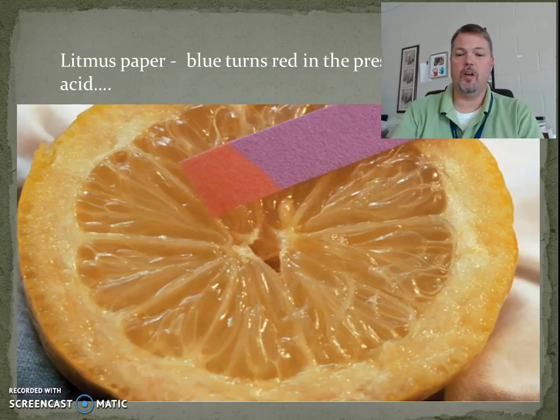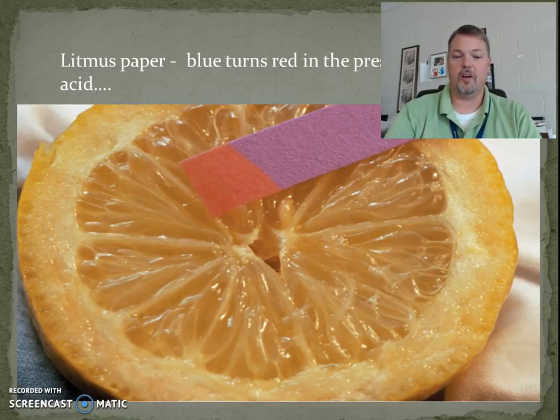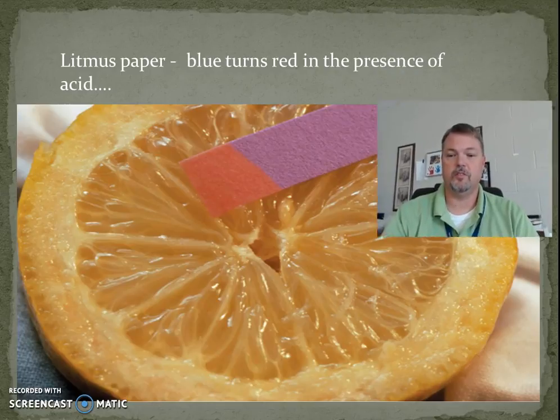Here's an example of a piece of litmus paper, blue litmus paper, that was put on top of a lemon. Notice the end where it was actually touching the lemon or the lemon juice turned bright red. Right? That indicates the presence of an acid.